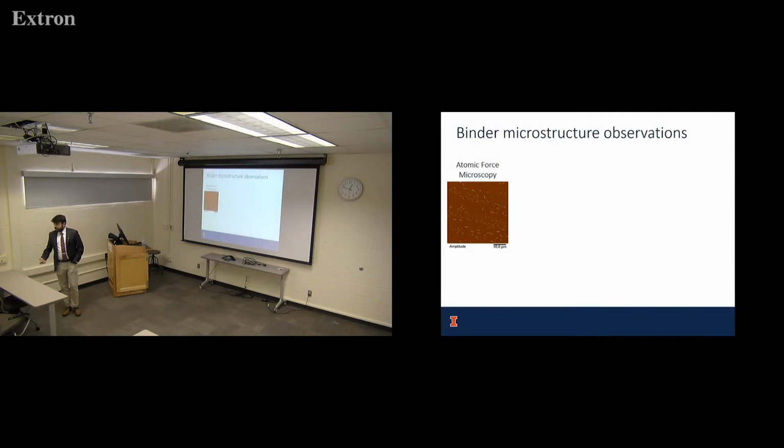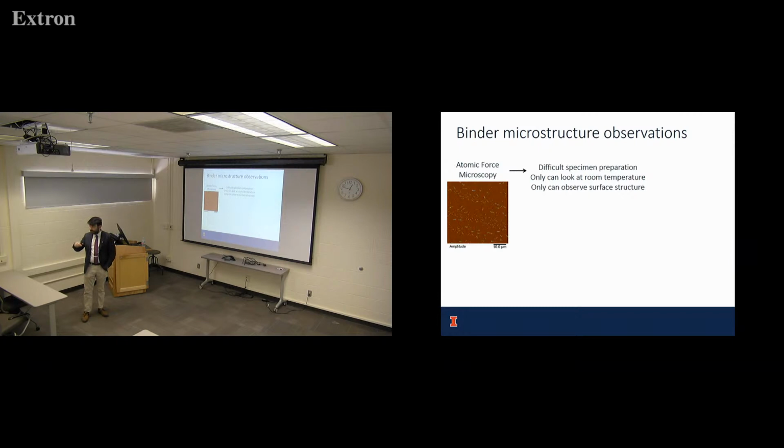So we, of course, need to observe the microstructure to understand this mechanism, how these instabilities happen. One technique that's commonly used is atomic force microscopy, but it has some drawbacks. For those who aren't familiar with AFM, it's a little probe that you use to measure the stiffness and create a surface map of a material. But the specimen prep is very difficult. You can only look at room temperature because you can't heat or cool when you're using this atomic force probe. And you can only observe the surface structure.